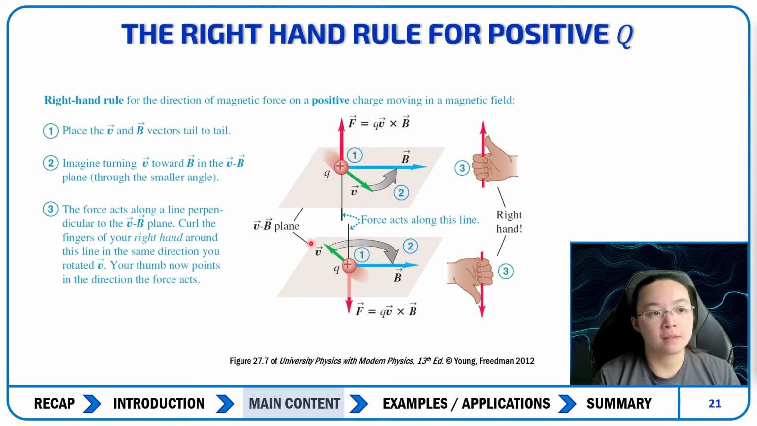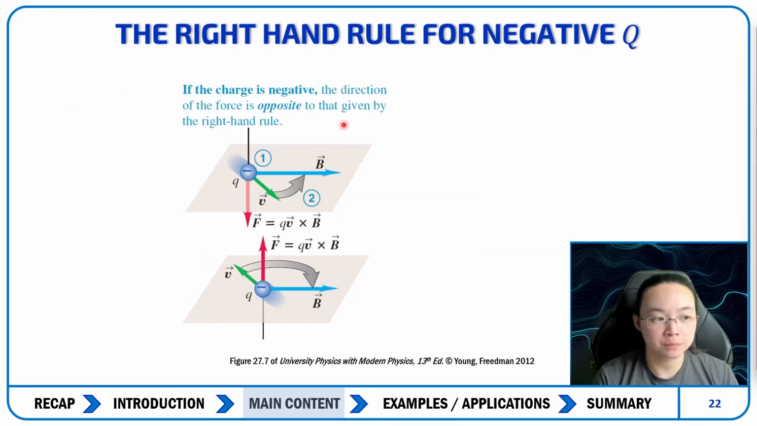Now, keep in mind, the right hand rule that we just showed is good for a positive charge Q. Whatever direction your charge is going in, you curl your fingers towards the direction of the magnetic field, and that's the direction of F. But what happens if you have a negative Q? In that case, you still use the right hand rule, but whatever answer you get, it's the opposite because it's a negative charge.